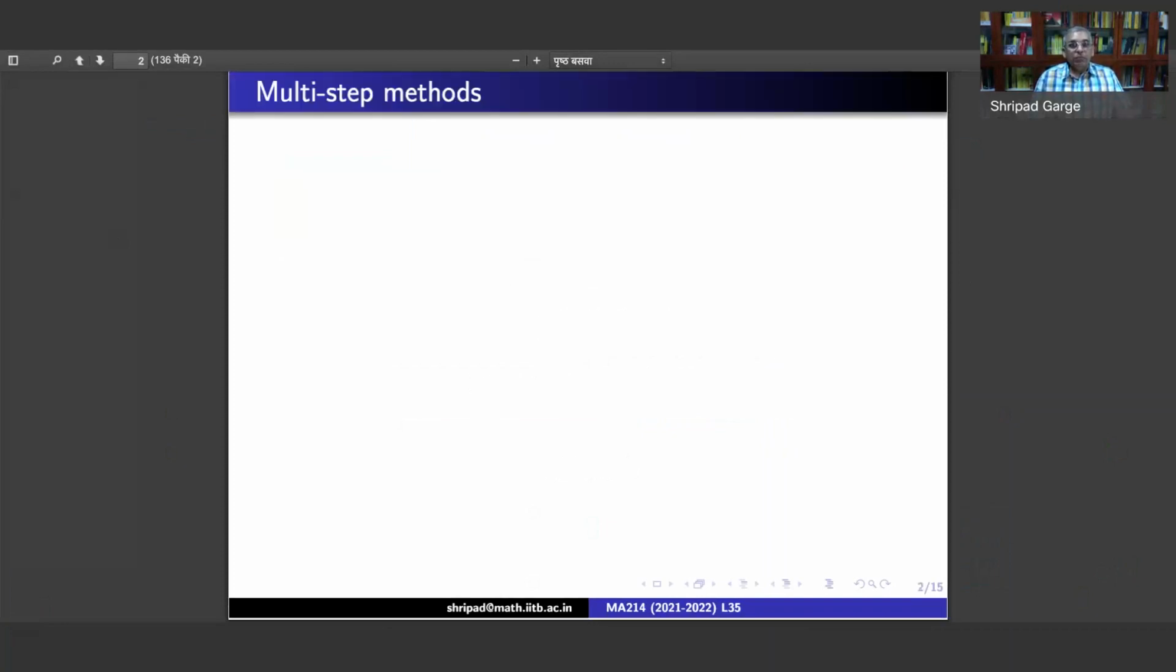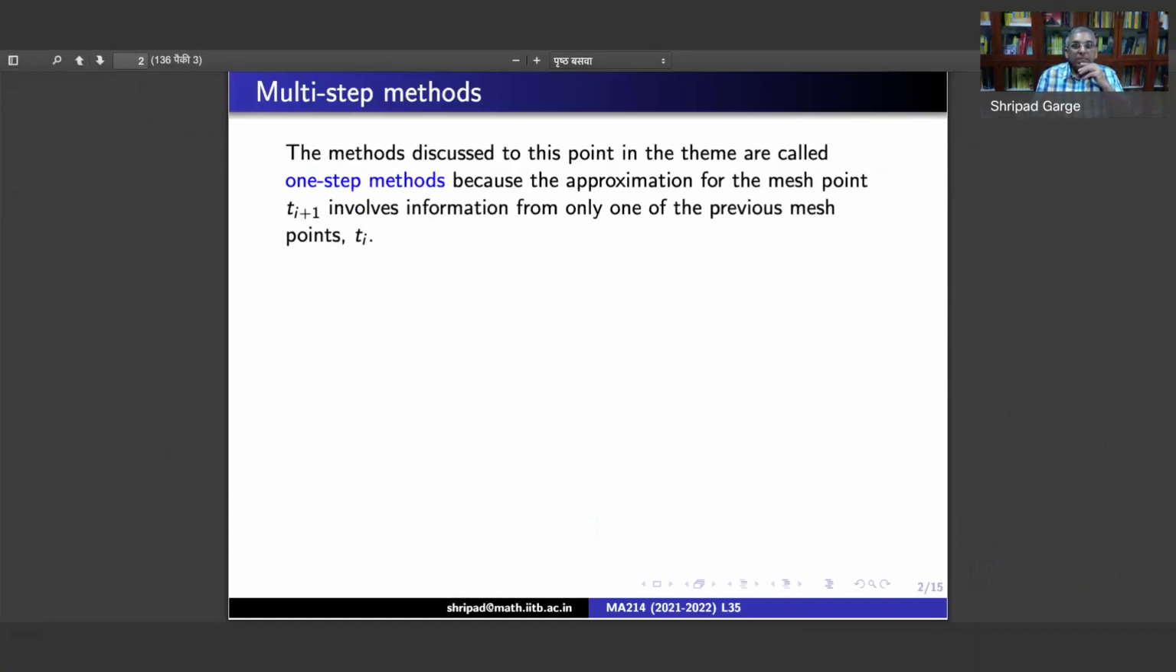So let's continue. We begin our discussion with multi-step methods, and the methods that we have discussed up to now in this theme on ODEs, the ordinary differential equations, are called one-step methods because the approximation for the mesh point Ti plus 1 involves information from only one of the previous mesh points, which is Ti. We are using only Ti and trying to compute the approximation for Ti plus 1.